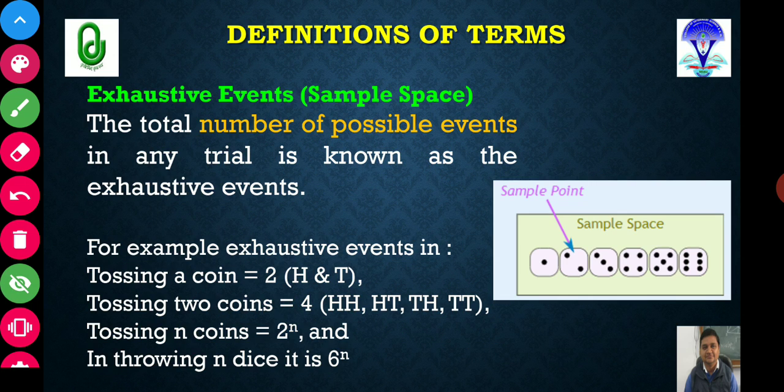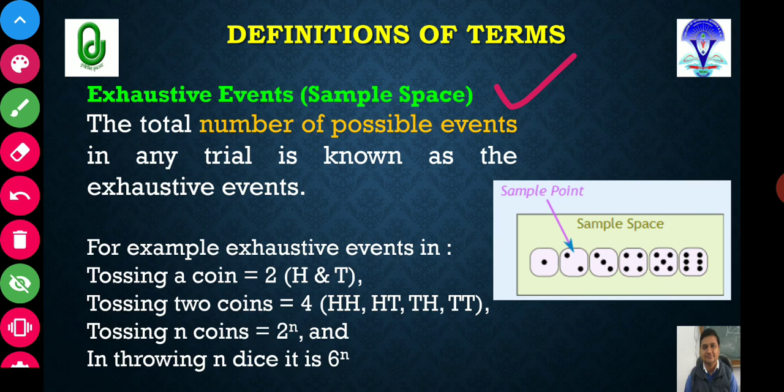Then what are exhaustive events or sample space? This is also very important. Many times we will directly use the sample space or exhaustive event, which is why you should have a clear-cut idea about these terms. What is an exhaustive event? It is the total number of possible events.